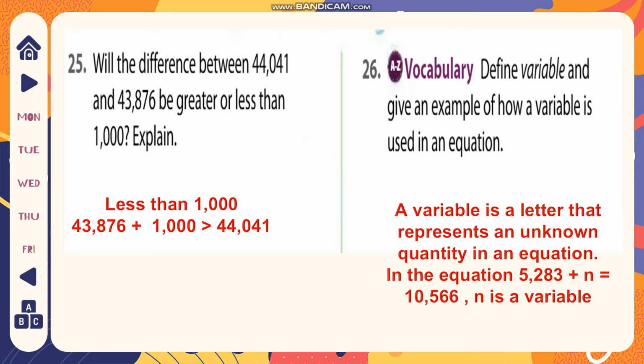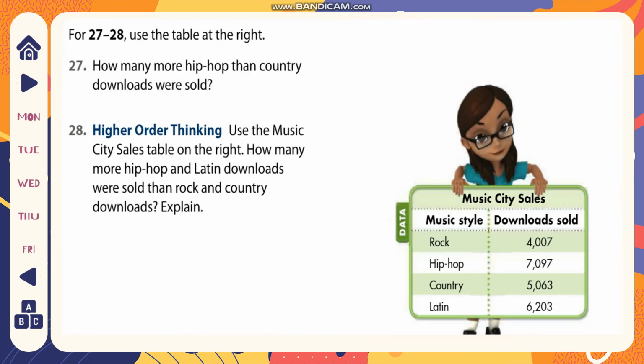When we say variable, it is a letter that represents an unknown quantity in an equation. Like for example, in the equation 5,283 plus n, n means the unknown variable. What is n in order to get 10,566? So n represents a variable. How many more hip hop than country downloads were sold using the table on the right? So the hip hop is equivalent to 7,097 downloads, okay? And the country is 5,063.